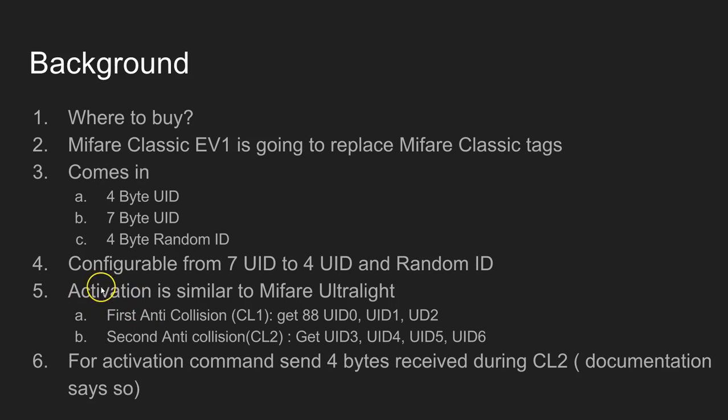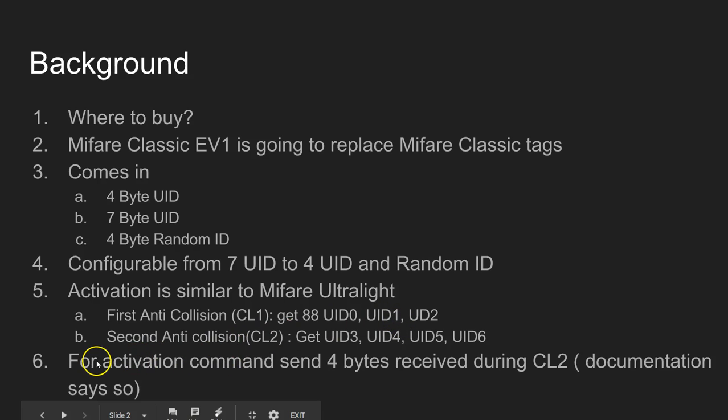The activation of these tags is very similar to the Mifare Ultralight. Mifare Ultralight is a 7-byte UID tag, and it goes through two anti-collision cycles. In the first anti-collision cycle, you get the number 88, followed by UID 0, 1, and 2. In the second anti-collision sequence, you get the remaining 4 UID bytes.